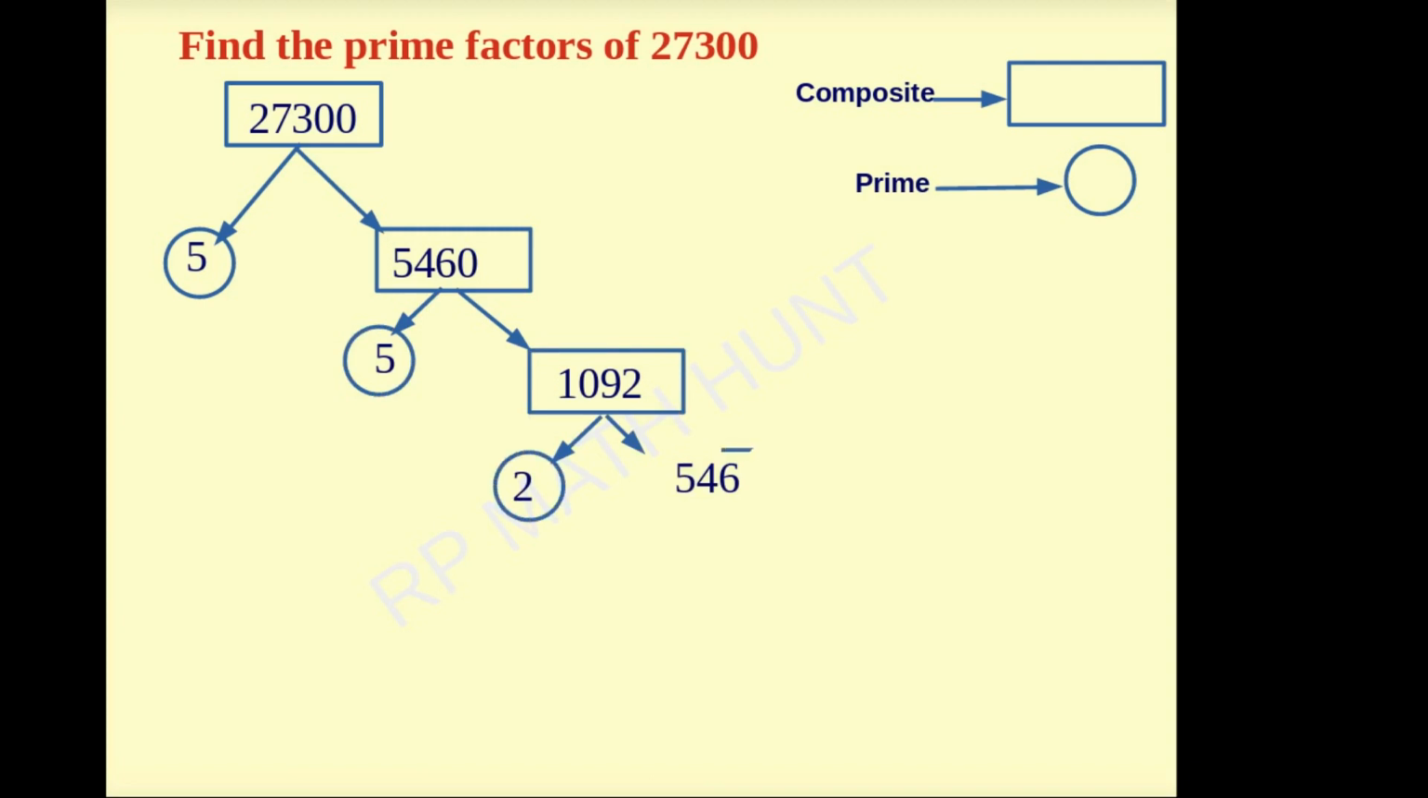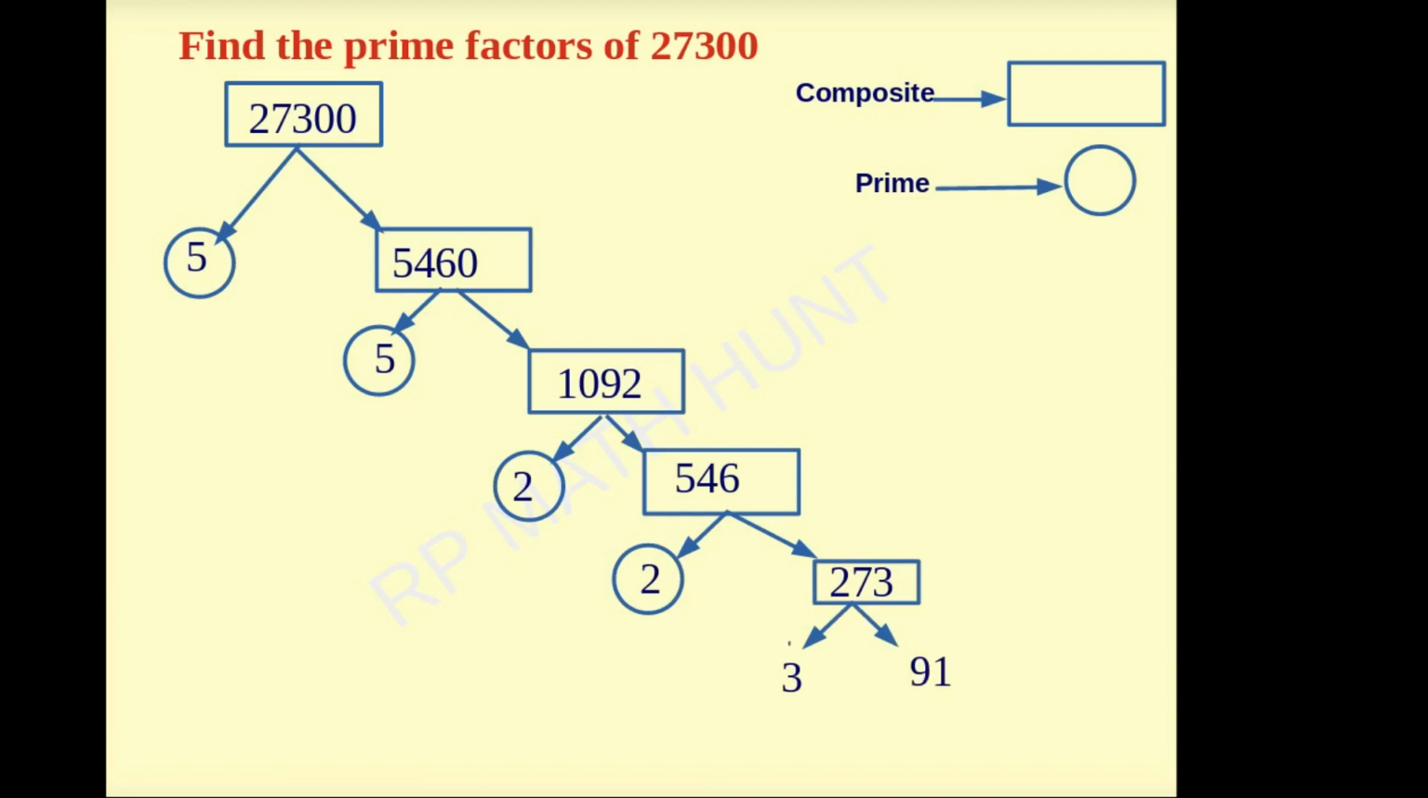Again, 546, 2 into 273. Encircle 2 because it is prime. Again, 273 is composite because it is divisible by 3. 3 into 91. Again, encircle 3 since it is prime. Again, 91 is composite. 7 into 13. Yes, now you see the factors. The order is changed.